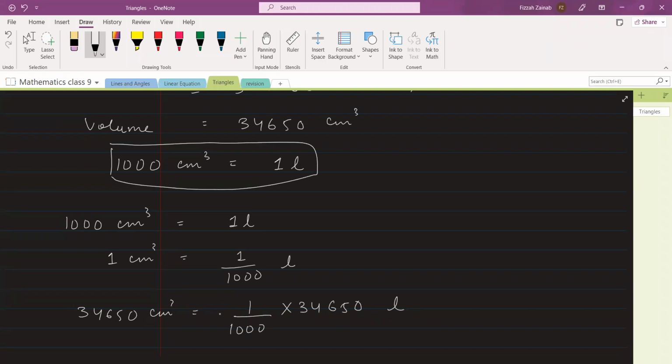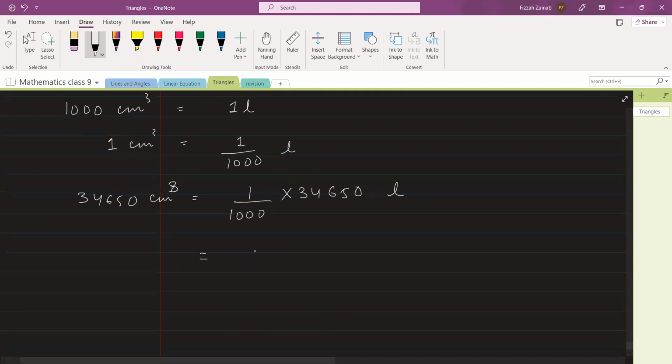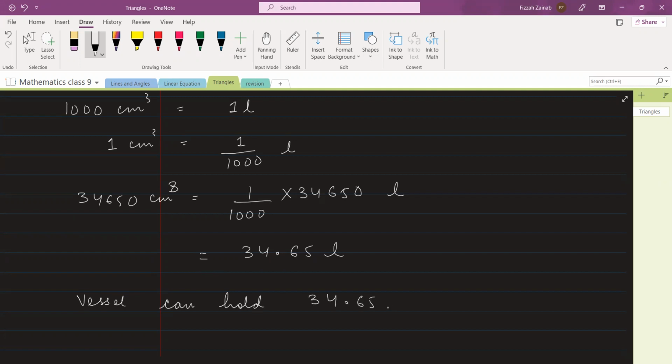Okay, so that means now you solve it. So this will be the answer in liter. So 10 will cancel out and only 100 will remain. So it will be 34.65 liter. Is that okay? Yes, ma'am. Okay. So you can write, the vessel can hold 34.65 liters of water.